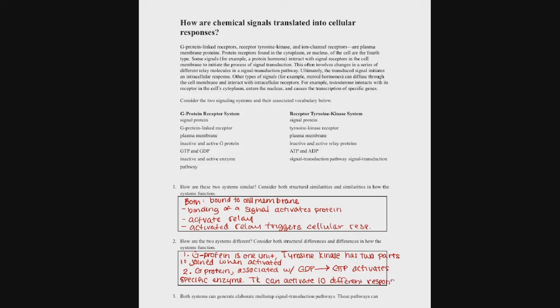Okay. So they both are bound to the cell membrane. They both become activated by the binding of a signal, and they both activate relays which triggers a cellular response. The difference is that G protein is one unit, tyrosine kinase has 2 parts that come together once they're activated, and the G protein has a more specified enzyme which it activates, whereas the tyrosine kinase can activate multiple different responses.